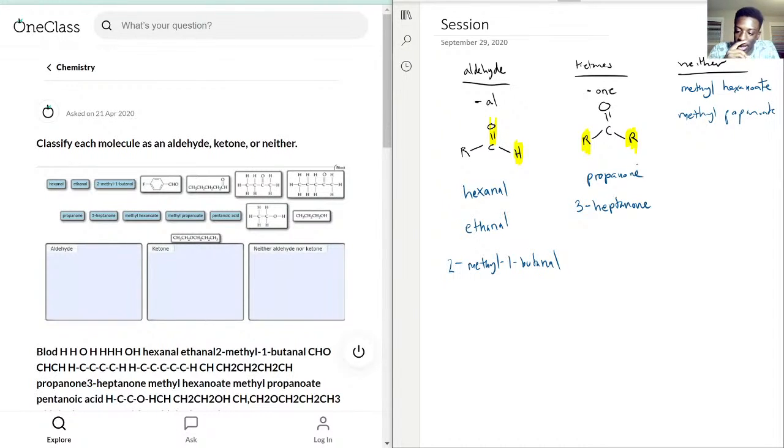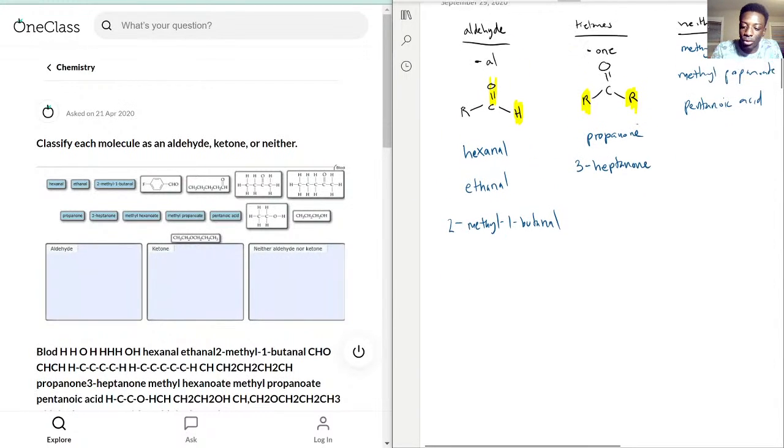Okay, and pentanoic acid, that one, it says right there in its name, it's actually a carboxylic acid, so it's neither as well. Okay, and now let's go over to the formulas. So we see F bonded CHO. So let's just draw it out and then move it to the right place.